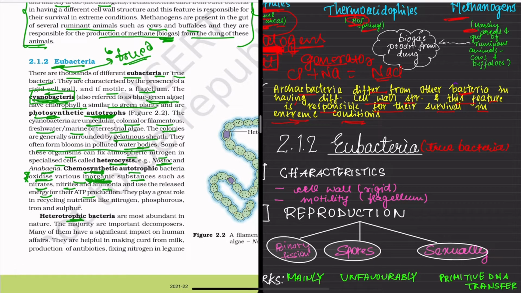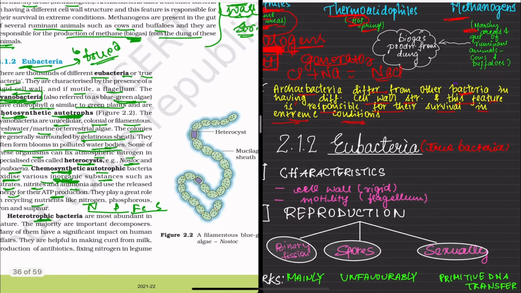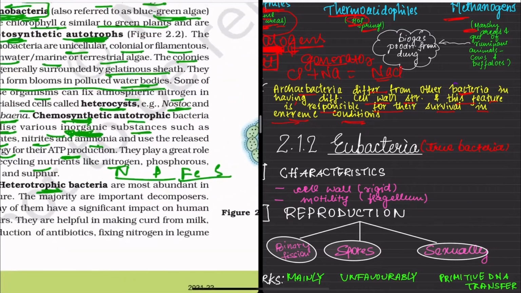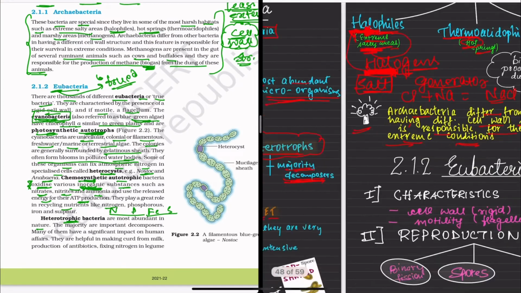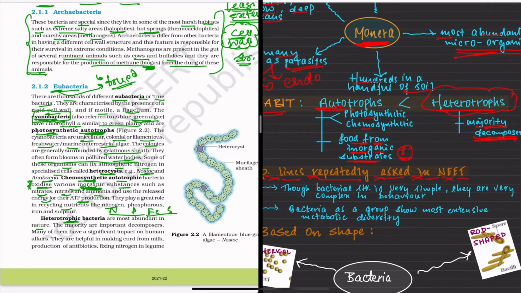They play a great role in recycling nutrients like nitrogen, phosphorus, iron and sulfur, NPFeS. So they recycle these nutrients. Now these heterotrophic bacteria, they are most abundant in nature. Obviously we have pointed out these things in the previous slide. They are most abundant in nature.